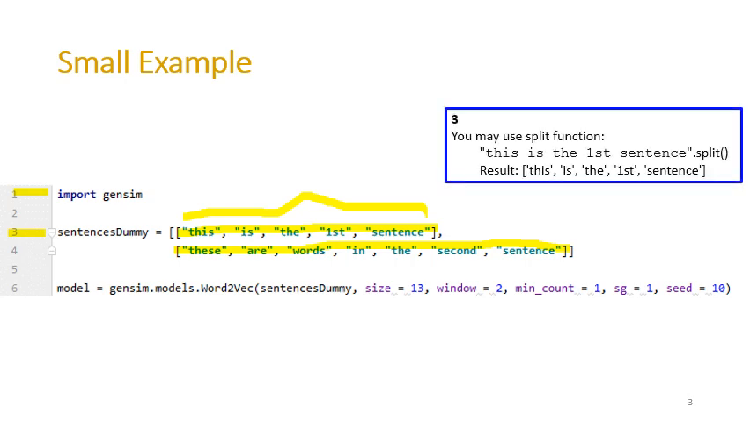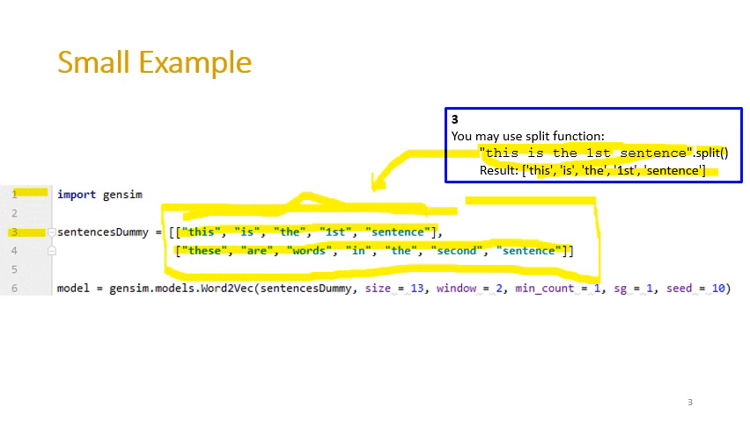If you have a string, this is the first sentence, and you want to break it down into this kind of list, you can use the split function. The split function will split the string into each word separately in a list. And that's what is required by Gensim word2vec. Remember that you need to have this format. Otherwise, Gensim word2vec will not work, or it will work but give you the wrong result. Okay.